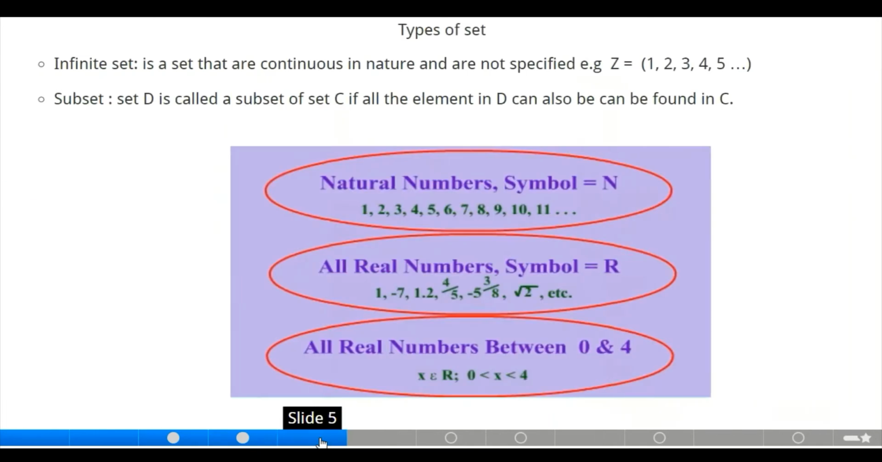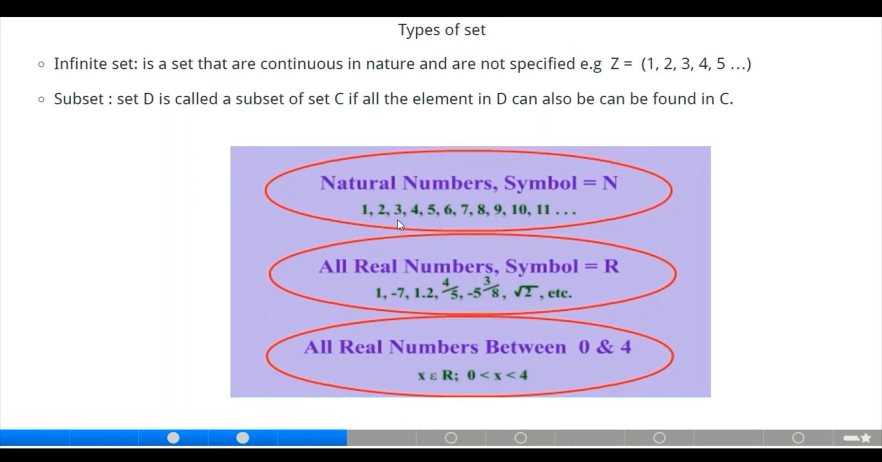That leads us to the next type of set that we're looking at, which is infinite sets. It's a set that is continuous in nature and not specified. An example is natural numbers. Natural numbers are continuous in nature. They don't have a limit, so they are continuous in nature.